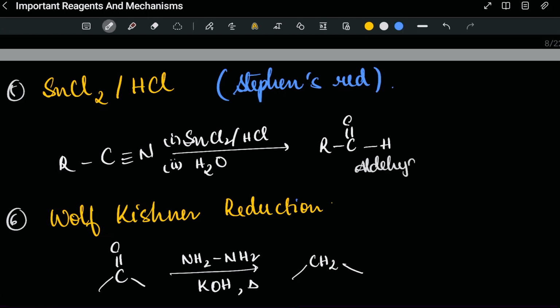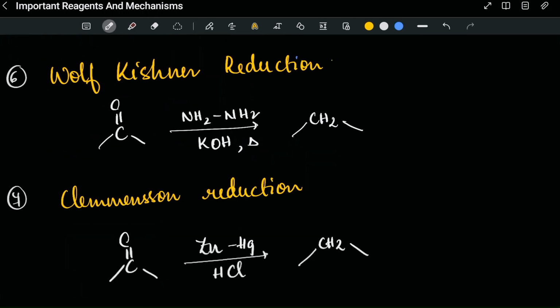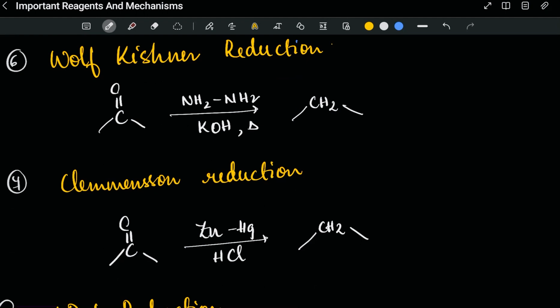Okay, so this is called Stephens reduction. Now we have two reductions from the alkanes topic, so these two are very important. From the carbonyl group, we are converting into alkane. The first one is Wolff-Kishner reduction. The names are important: Wolff-Kishner and Clemmensen.